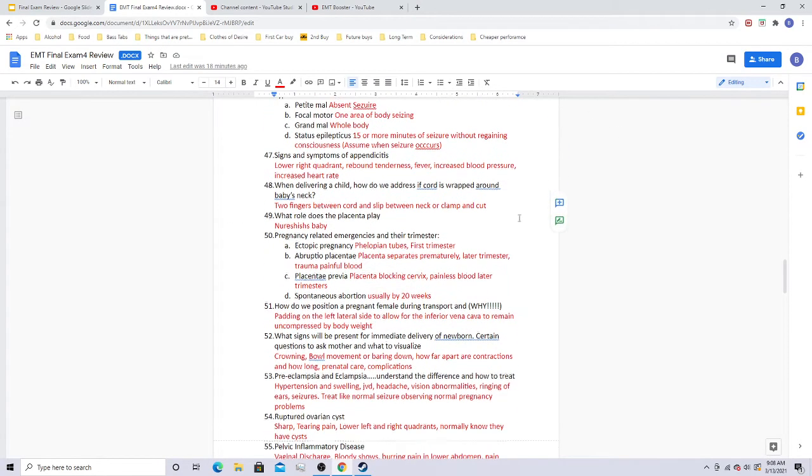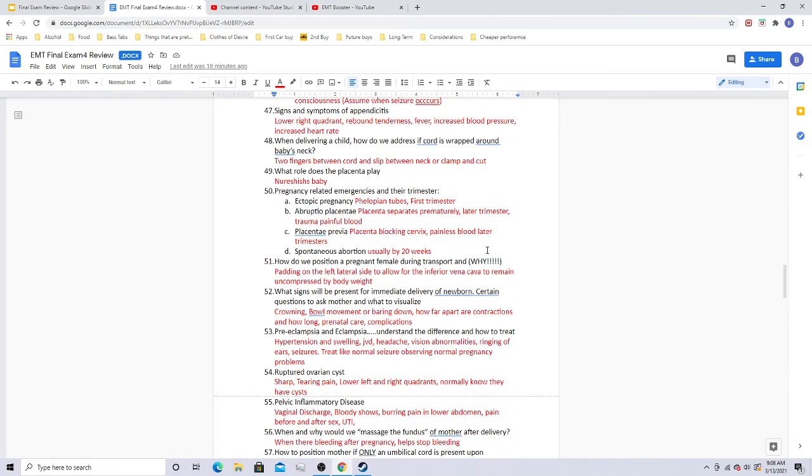Pregnancy-related emergencies and their trimester. So ectopic pregnancy will generally present in the first trimester, and it is basically where the pregnancy occurs anywhere besides the uterus, but predominantly you will see this in the fallopian tubes. When this ruptures, this can be very bad, so it's very good to catch these early on.